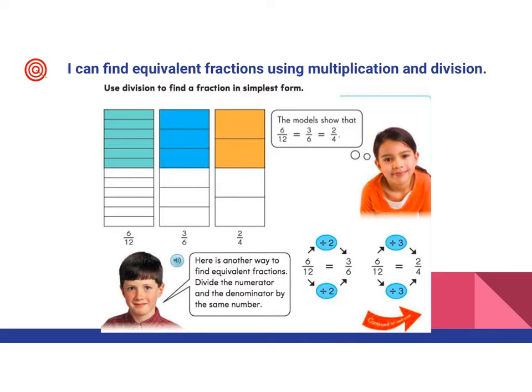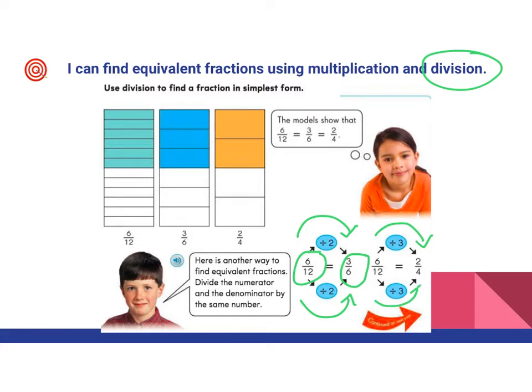Along with multiplication, I can also use division to find equivalent fractions. That would mean I would divide both the numerator and denominator by the same number. So 6 divided by 2 is 3, and 12 divided by 2 is 6. Therefore, 3/6 is equivalent to 6/12. Again, I could choose a different number to find another equivalent fraction. 2/4 is also equivalent to 6/12, and I get 2/4 when I divide both the numerator and denominator by 3.